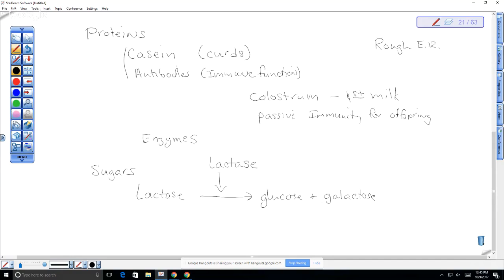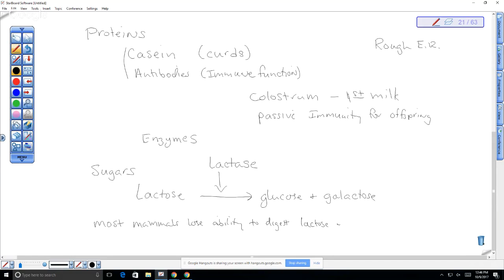So remember I said that anytime you see that ase ending, that means that it is an enzyme. So lactase digests lactose. This is produced in the intestines of the newborn, and most newborns are able to digest the lactose. But most mammals lose the ability to digest lactose upon weaning. Which is why you're not supposed to give your adult cat and dog milk, right?